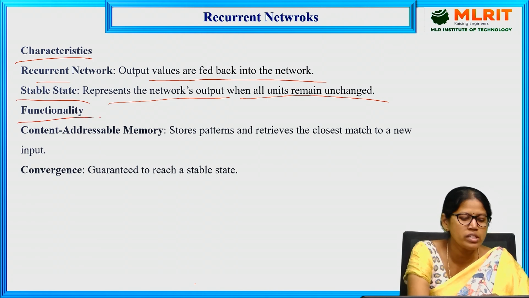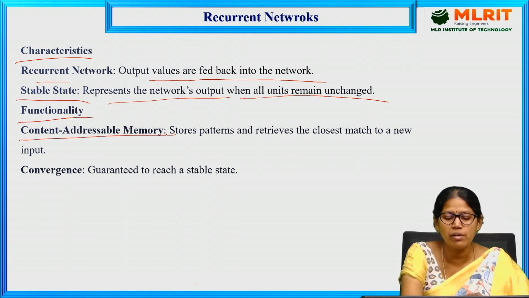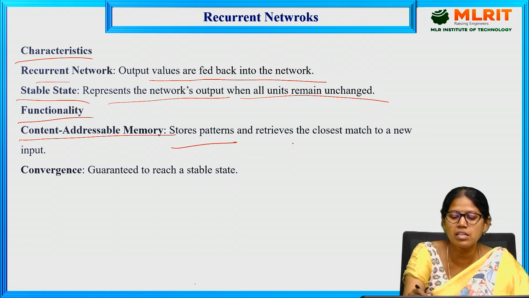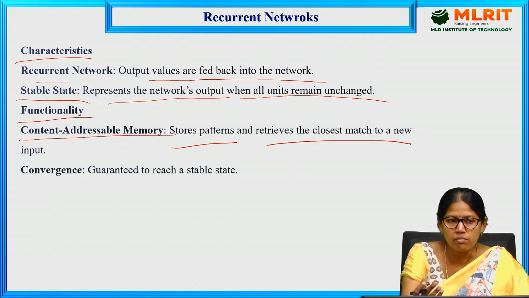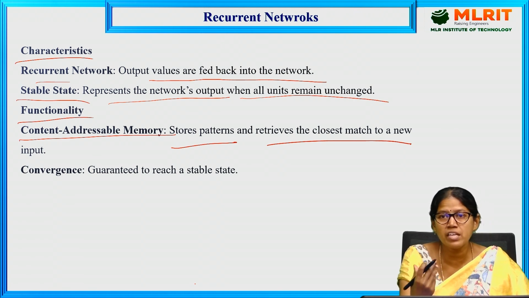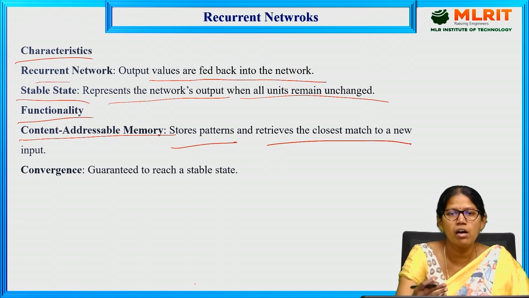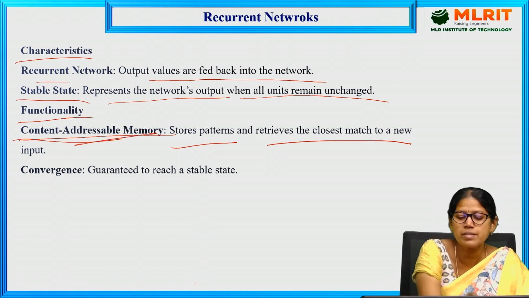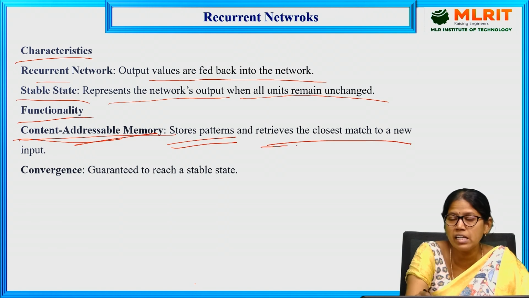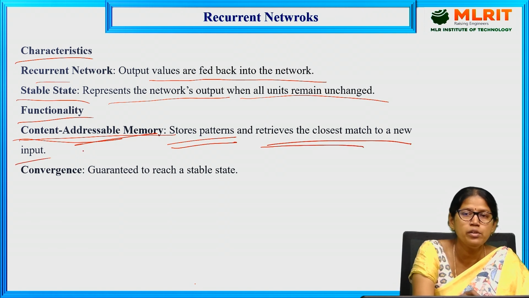Then functionality: content addressable memory, which is used to store the patterns and retrieve the closest match. For example, you can recognize your friend with a hat, with glasses, even when her face changes. You recall that pattern with the closest pattern, and we will remember and recognize our friends. In the same way, the content addressable memory stores patterns and retrieves the closest match to a new input.